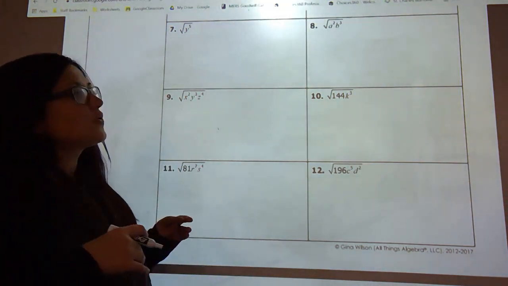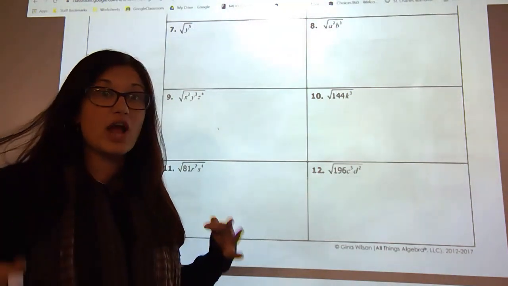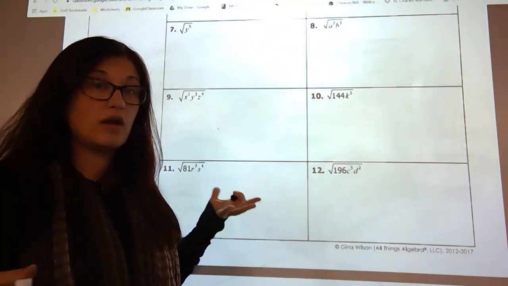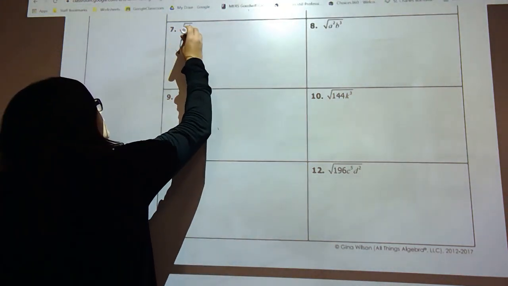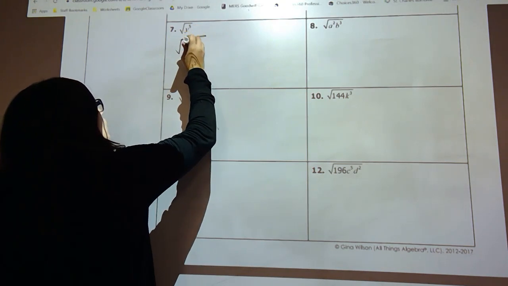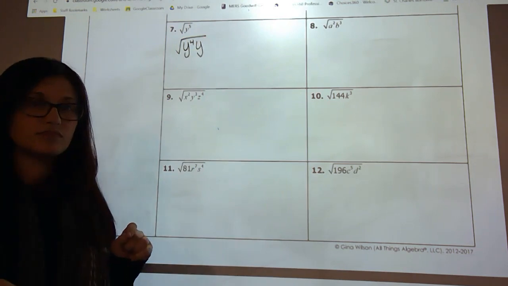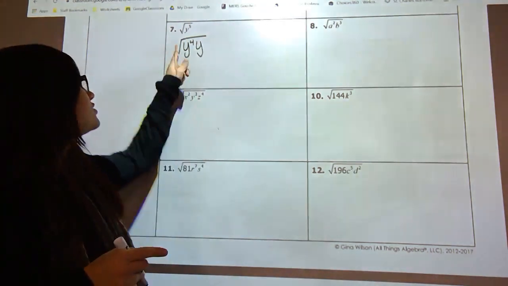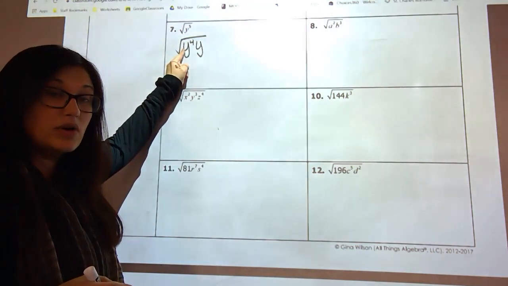So this is what I need to do. I need to rewrite y to the 5th. I need to factor out the largest perfect square. So I'm going to rewrite y to the 5th as y to the 4th times y. Okay, what did I do? I factored out the largest possible perfect square, which was y to the 4th.